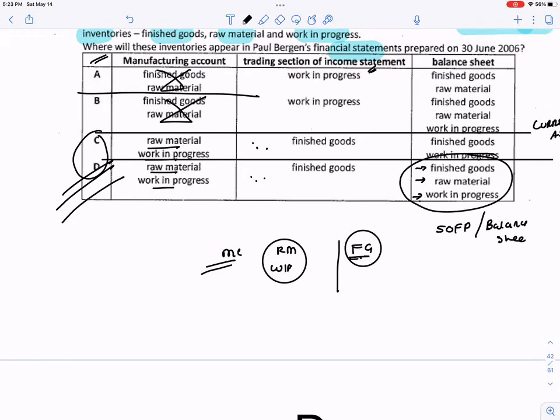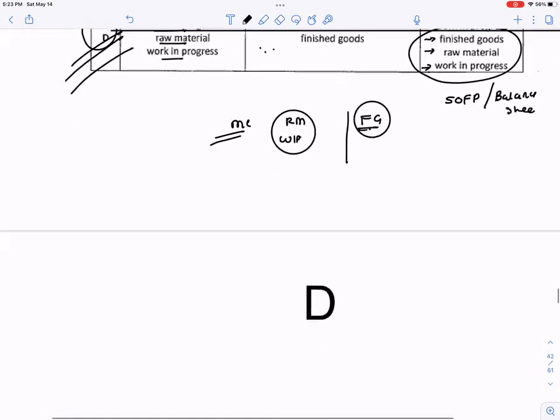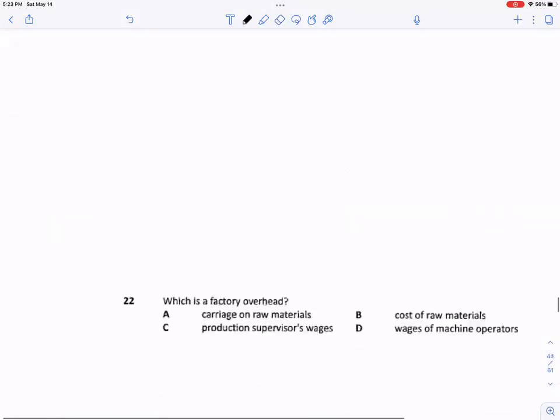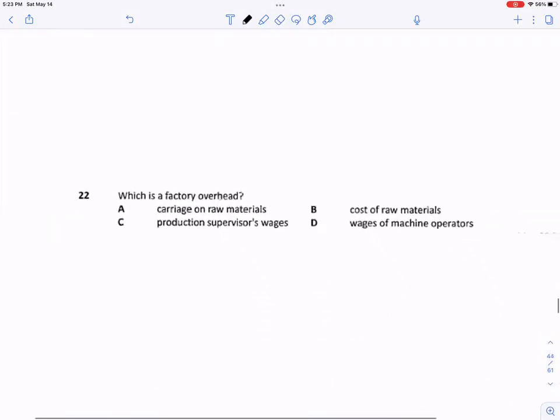Are you all with me? Yes. Okay, only one person is answering. Please participate. Ved, answer this. What is a factory overhead?